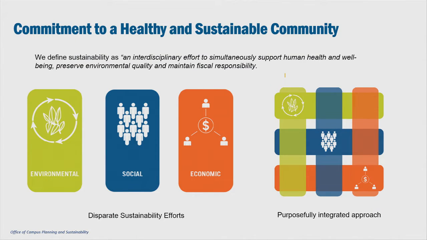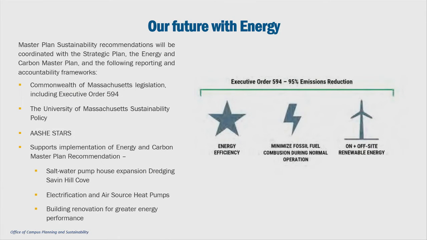So the other important part of the campus master plan is to create an ethic of sustainability and bring that into every aspect of what we do. The campus master plan suggests that we take the three pieces, the environmental, social, and economic pieces of sustainability, and begin to create a web on campus that creates a purposefully integrated approach to all of those different pieces of sustainability.